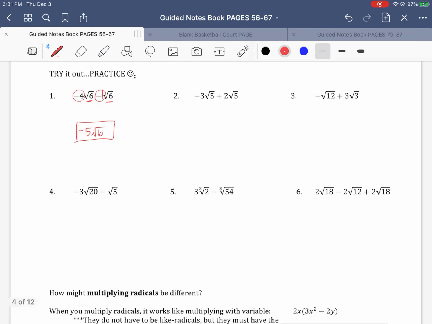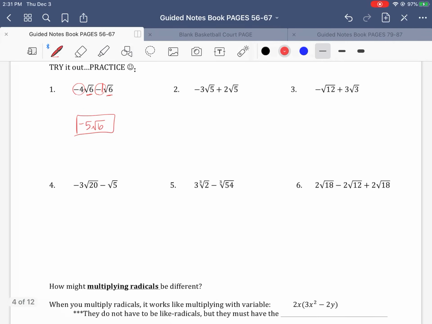I want to look at number 5. If we break this one down, notice this one's a cube root. So 3 cube root of 2, that's as simplified as that goes. But the 54 can break down to 9 and 6, 2 and 3, 3 and 3. So this one we can break down. Notice we need a group of 3 because the index is a 3. So we're going to choose these to be a group, and then you've got that leftover 2 right there.